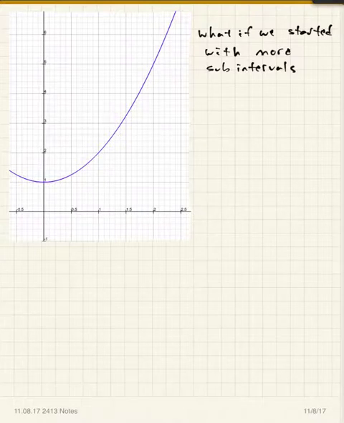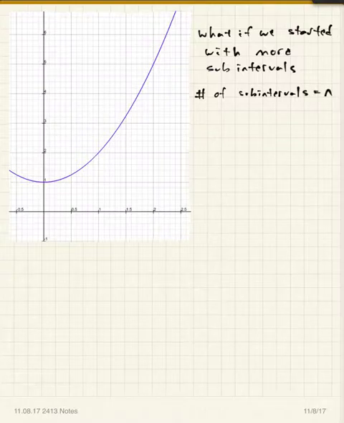So let's let the number of subintervals in general be equal to n. Okay, that would be the number of subintervals. All right, so in our first two examples, n was 4. So let's make n equal to 8 in this case, in our problem here. Okay, so let's let n equal 8. And let's continue to use right-hand endpoints.